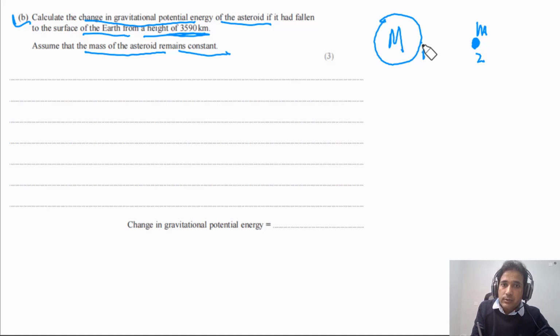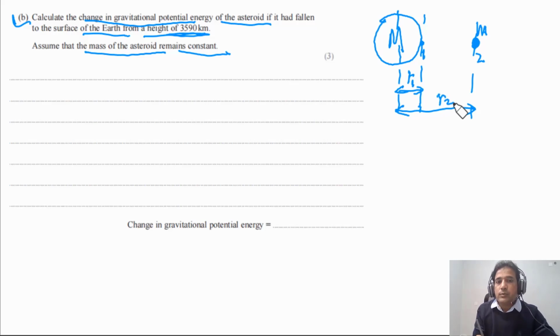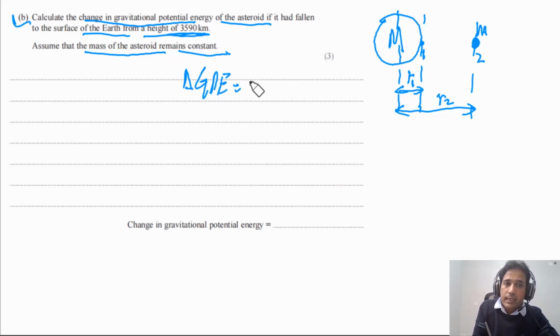This is at the surface, so we can take this distance, and let's say this distance is r1. And this distance, the distance from the center of the asteroid to the center of Earth, let's say is r2. So we need to find the change in gravitational potential energy. So simply we can say delta GPE has to be equal to m times the change in potential. m is the mass of the asteroid.